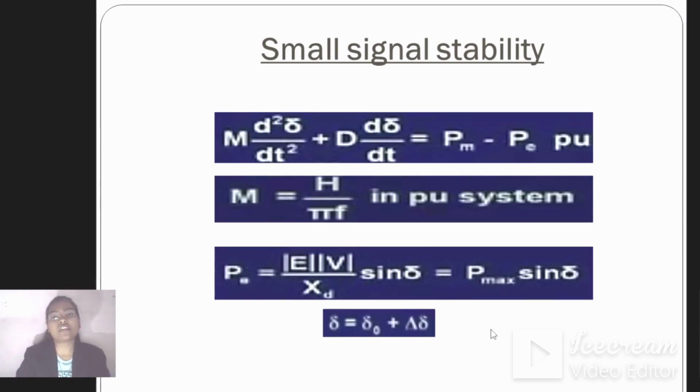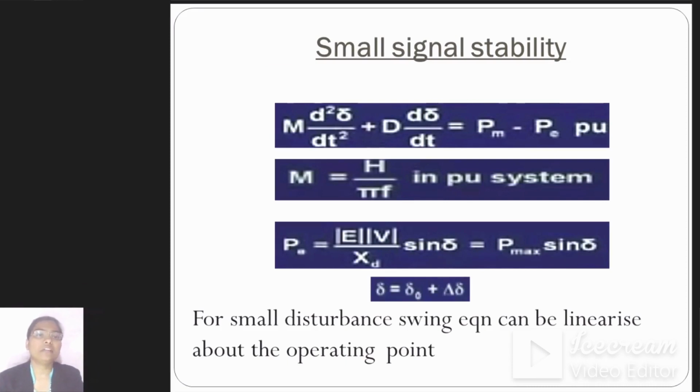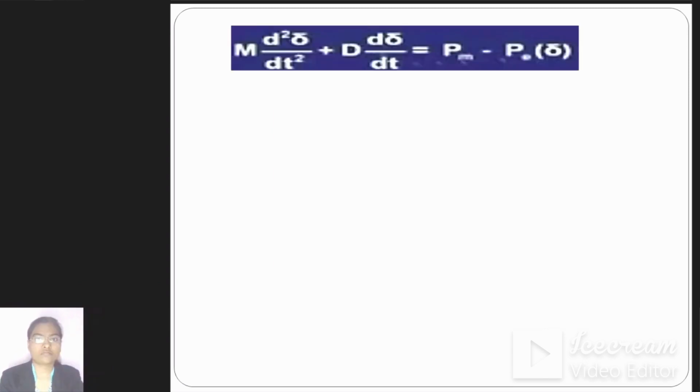Here, since we are considering a small signal disturbance to study the stability, the total delta angle is equal to the initial delta angle plus the change in delta. So for small disturbance, the swing equation can be linearized about the operating point. Here the Pe term is a function of delta, a non-linear function. So what we are doing is linearizing the swing equation developed for the small disturbance.